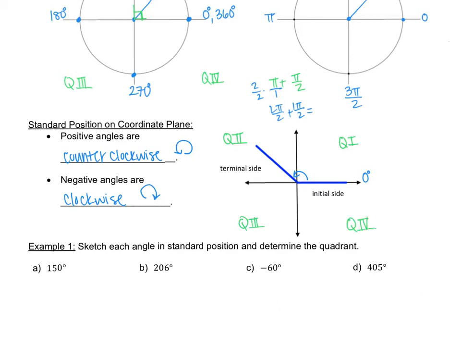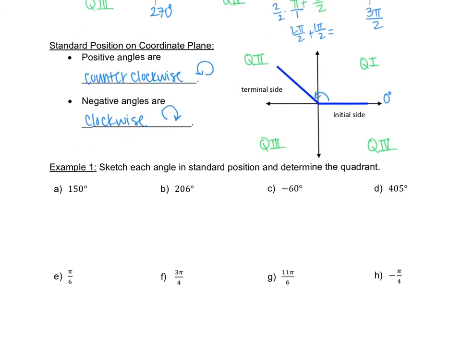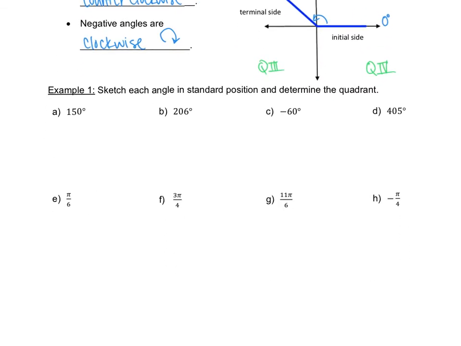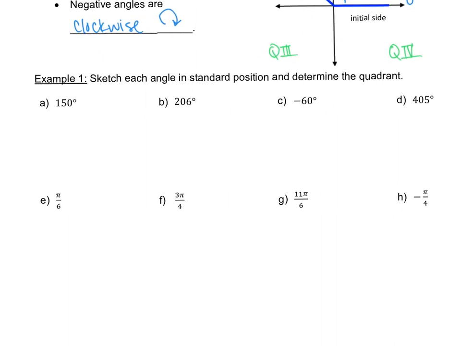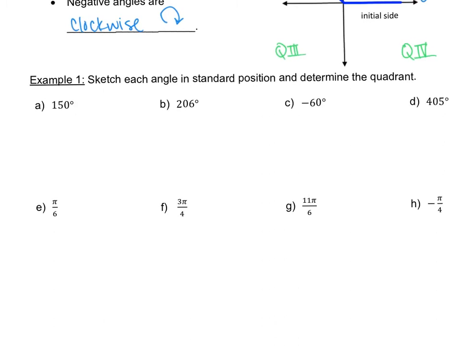So what we're going to be asked to do is to sketch the angle in standard position, which is drawing it on a coordinate system, and then determine the quadrant that it's in. We're now in the chapter where we're going to be talking about trigonometry. We're getting close there, but we need to talk about switching from degrees to radians. So let's get started with just sketching angles first. The first 4 problems are in degree mode.